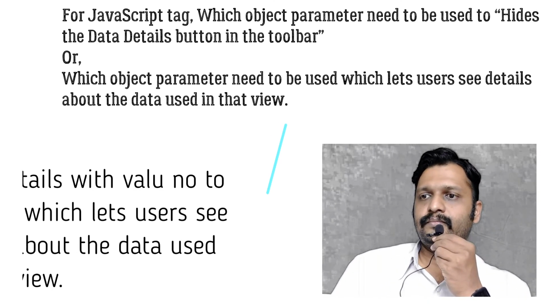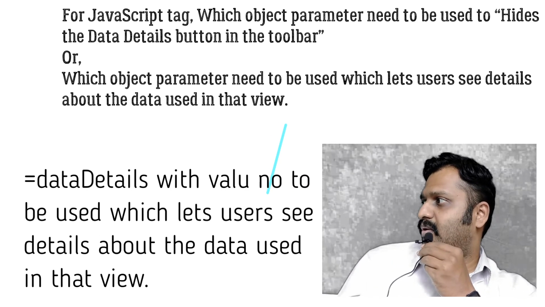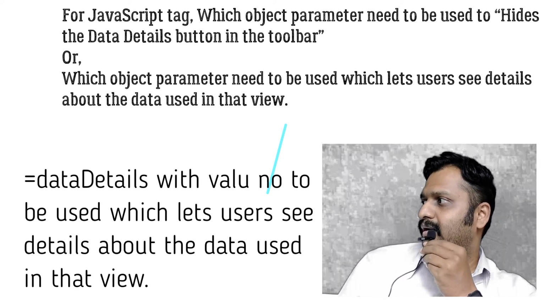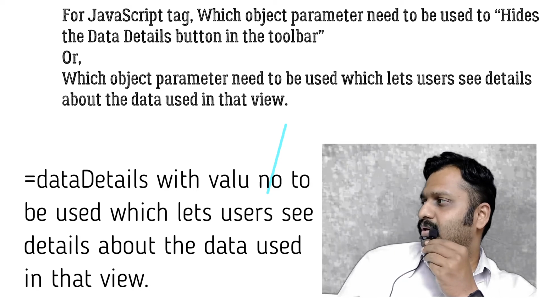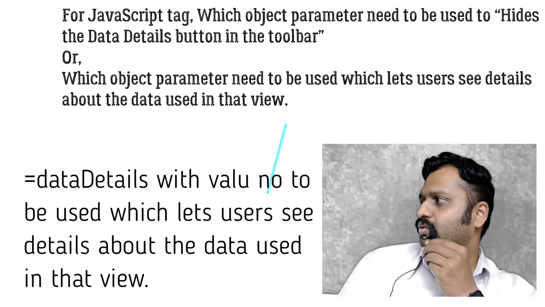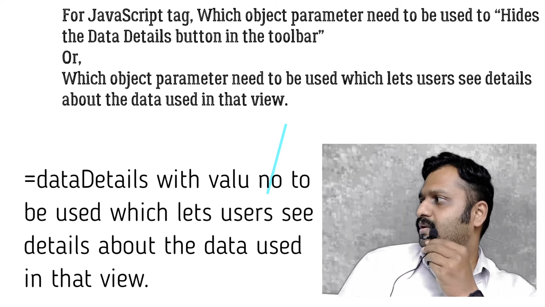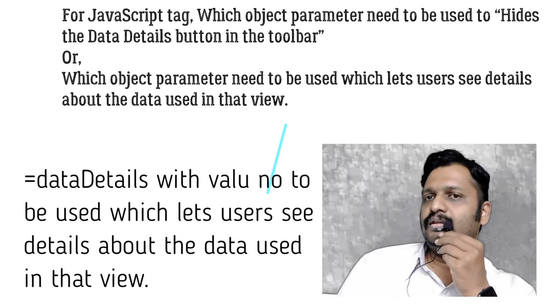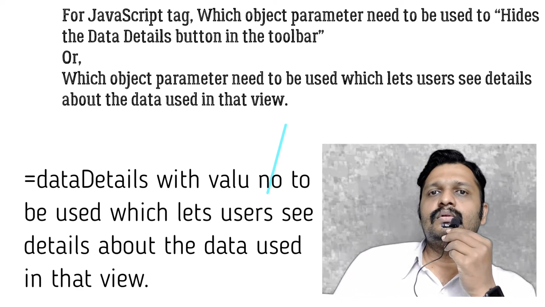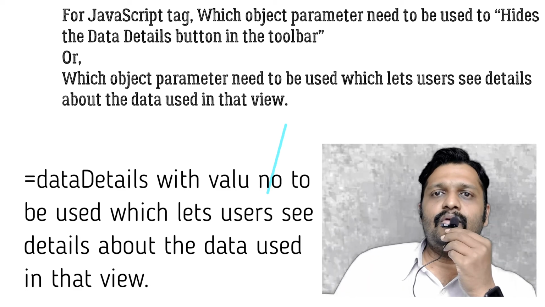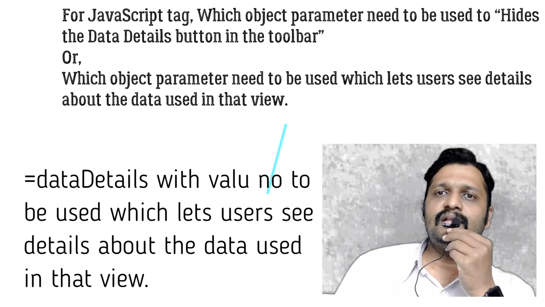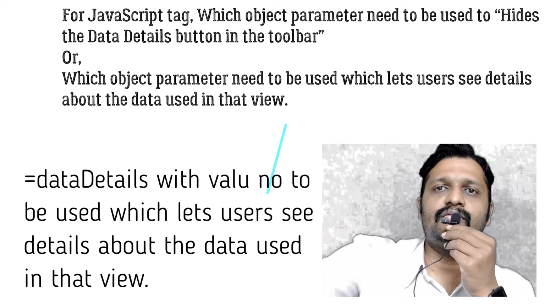Next question. For JavaScript tag, which object parameter needs to be used to hide the data details button in the toolbar, or which object parameter needs to be used which lets user see details about the data used in that view? Data details with value number is to be used, which lets the user see details about the data used in that view. Next question.